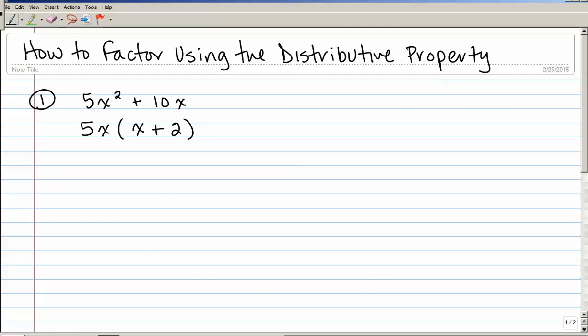If you want to check, you basically just distribute. 5x times x is 5x squared. 5x times 2 is 10x. And if I get back what I started with, then my answer is correct. Let's take a look at another example.